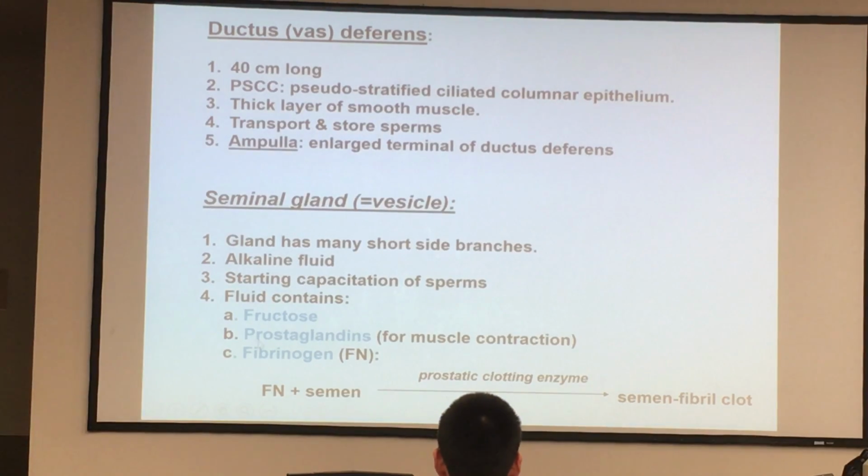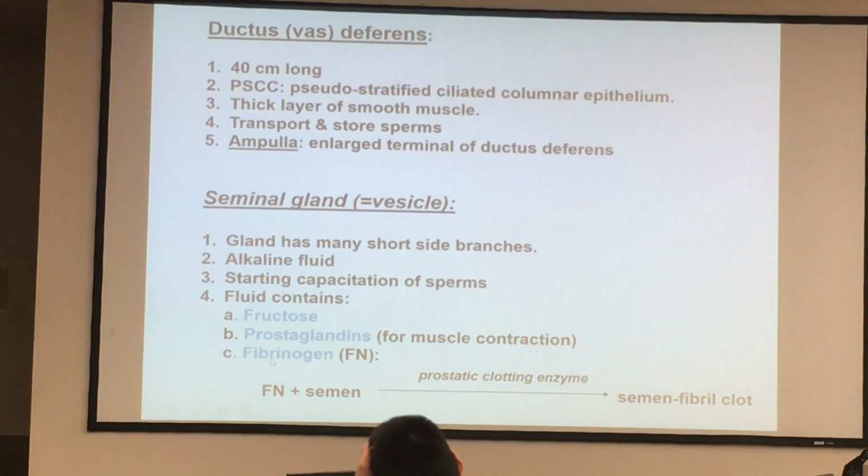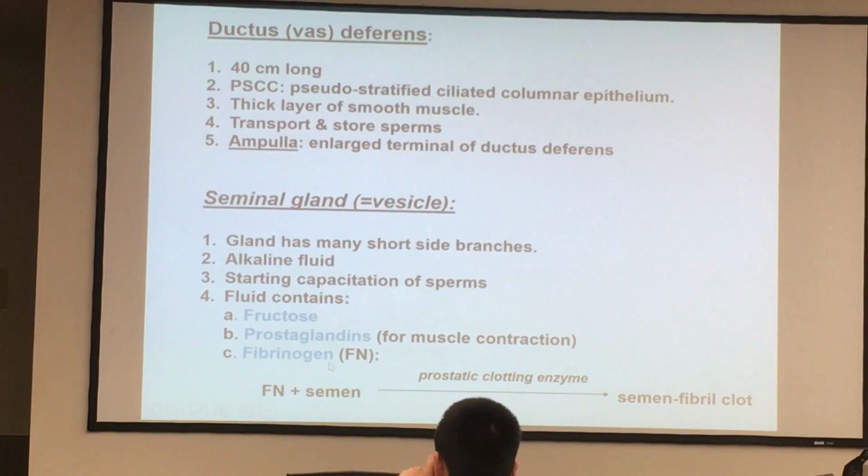It also has fibrinogen. We know this term in the blood. It is the number 3 plasma protein. When fibrinogen mixes, it can change. It's soluble, and it can change to fibrin. Fibrin is a solid one, right? But here with sperm, they can make the sperm become clotted with the help of the protein enzyme from the prostate.